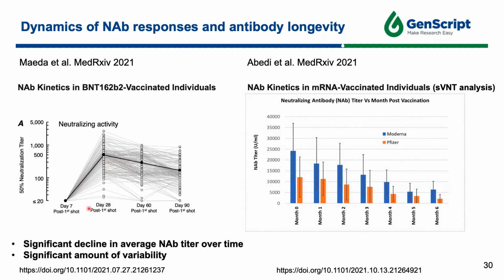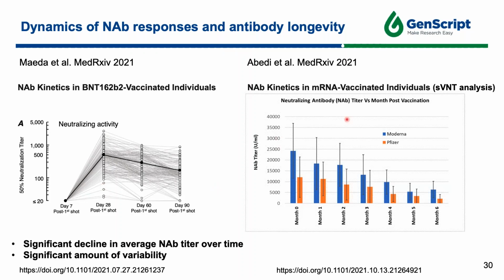So as shown here, after the neutralizing antibody peak, after 1 month of the first shot, it starts to decline over the next 2 months. And as we can see, the value for different individuals is very variable.